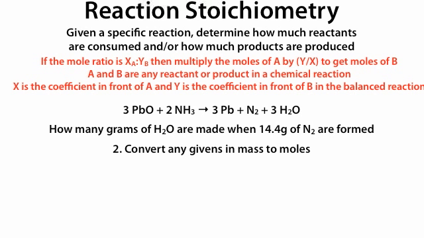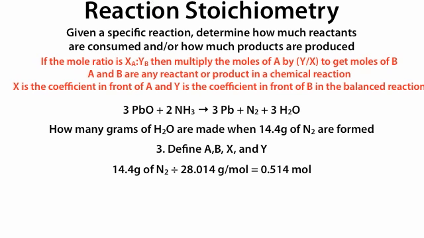Convert any givens in mass to moles. We look at our givens, we see that we have 14.4 grams of N2, which is in mass. We must convert 14.4 grams of N2 to moles. We do this by dividing 14.4 grams of N2 by 28.014 grams per mole, which is the molar mass of N2, which is 0.514 moles of N2.